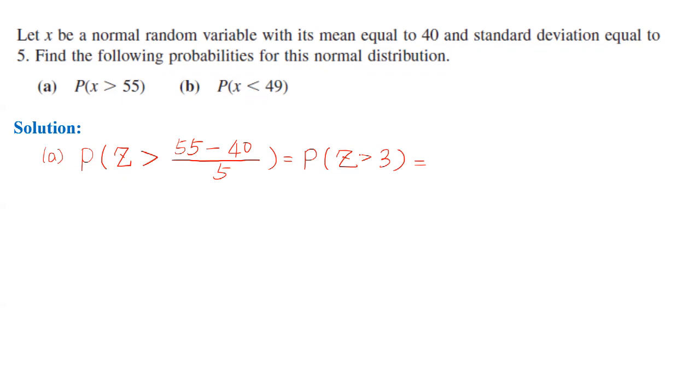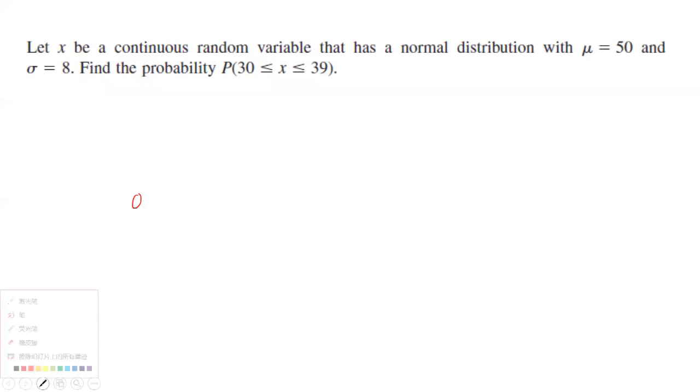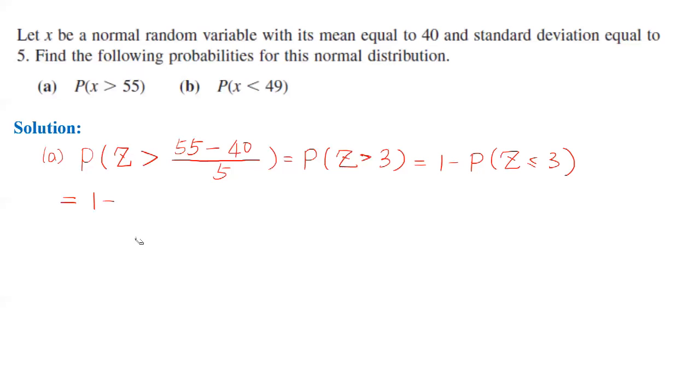Again, we cannot look up the table from here, right? We need to convert it to 1 minus the probability of z equal to or less than 3. And then we can check the table for the probability of z equal to or less than 3, which is 0.9987. Okay, so the final result is 0.0013. Okay, any questions?